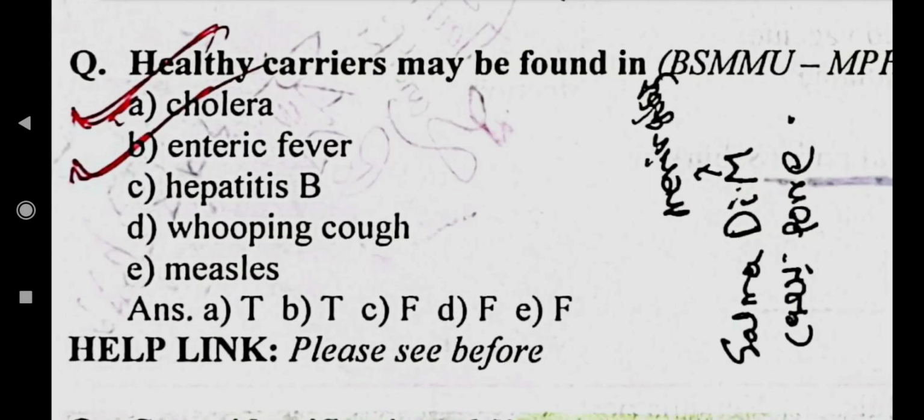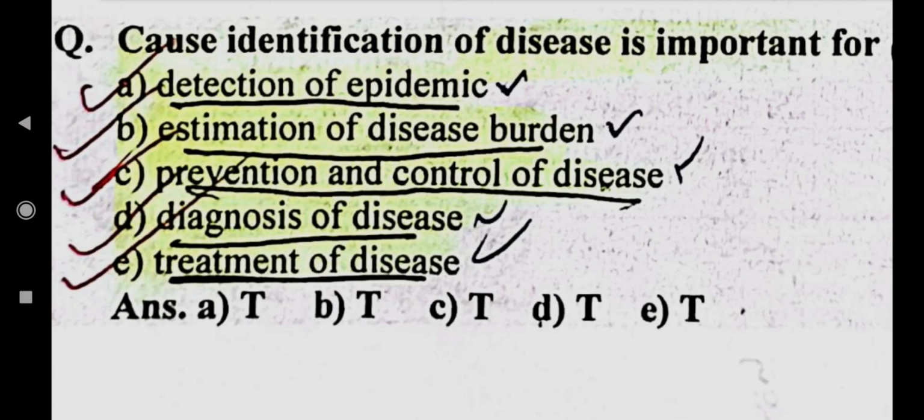Healthy carriers may be found in. True answer: cholera, enteric fever. False answer: hepatitis B, whooping cough, measles. Cause identification of disease is important for. True answer: detection of epidemic, estimation of disease burden, prevention and control of disease, diagnosis of disease, treatment of disease.